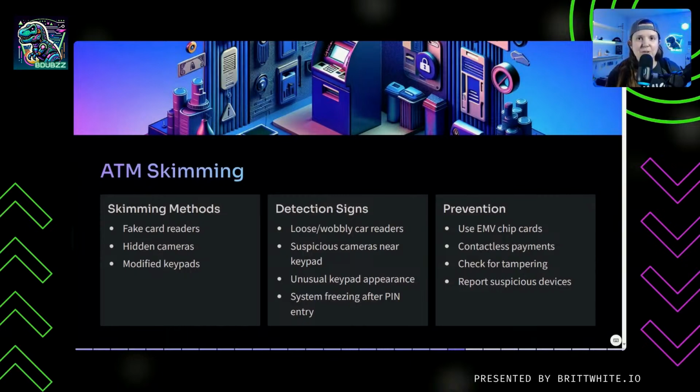Modern defenses include EMV chip cards, which are harder to clone than magnetic strips, and banks installing anti-skimming devices that detect tampering. For extra security, use contactless or mobile payments when possible. And remember, tamper-proof technology and regular security checks are the key to securing these public machines.